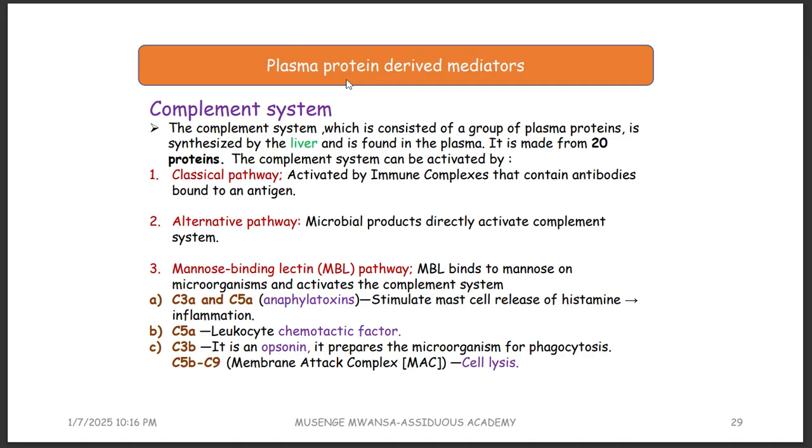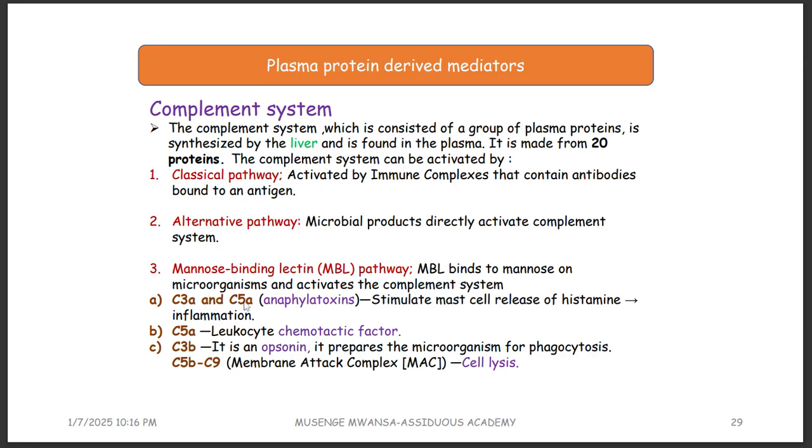And then you have got those plasma protein derived mediators. They are not coming from the cell. Here you have got only two: the complement system, the complement proteins, and what we call the kinins. So the complement proteins come from the liver. There are 20 proteins. You know, you have got the classical pathway, alternative pathway, the mannose binding lectin pathway. All these pathways will lead to the production of the complement proteins.